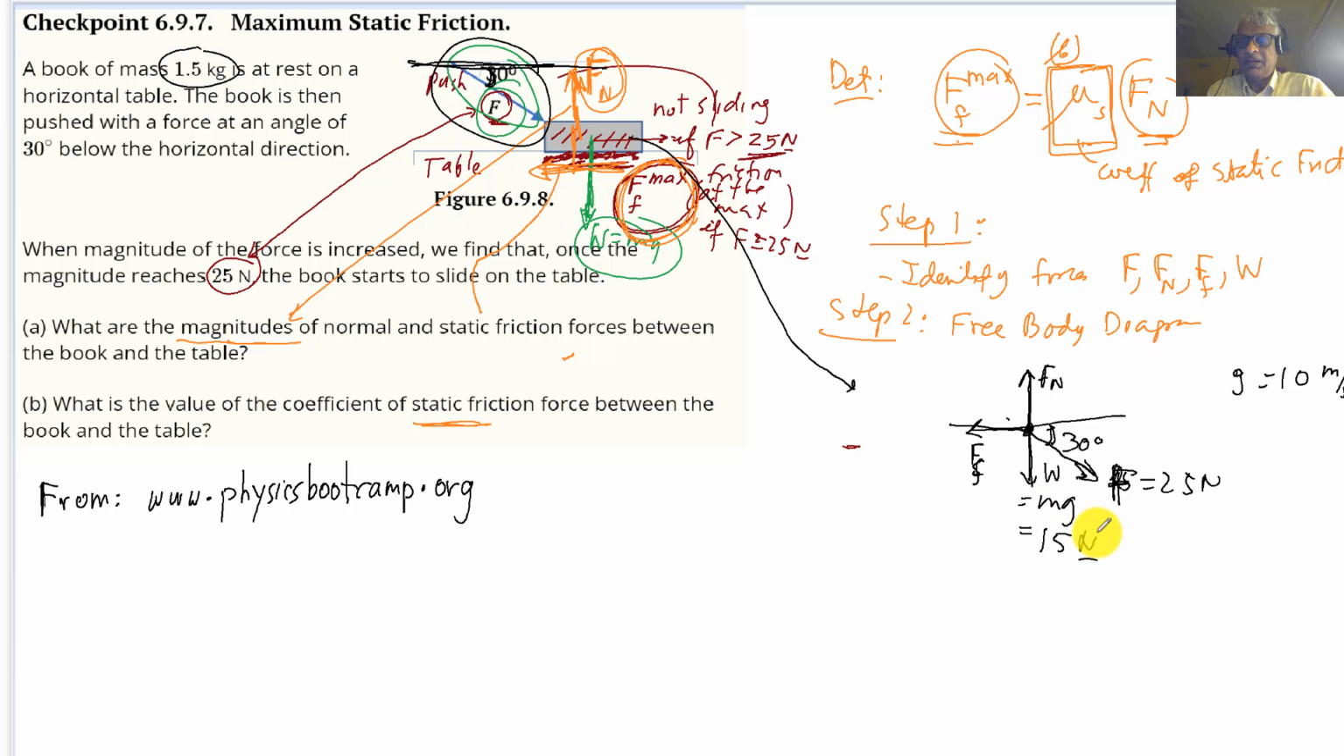Now you can see that there are only 2 unknowns, and the next step, step 3, will be coordinates, your choice. So here clearly we can take this as the x-axis and this as the positive y-axis, and place this at the origin, and then find the components of these forces and put them in the equation of motion.